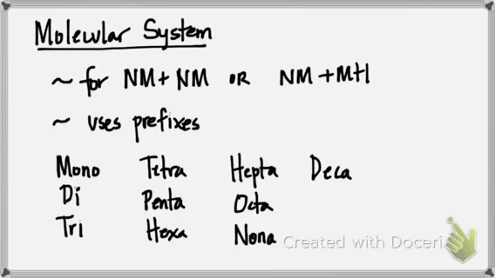The last system that we're going to deal with in this particular video is the molecular system, and this tends to be everyone's favorite system, mainly because it just sounds cool. But molecular system is going to be dealing with molecular or covalent compounds. Now what does that mean? That means that you're dealing with two nonmetals added together, or a nonmetal and a metalloid. This particular system uses prefixes, and the prefixes that we're going to use are mono, di, tri, tetra, penta, hexa, hepta, octa, nona, and deca. So 1 through 10 written out, but those are the prefixes that we're going to use for this particular system.